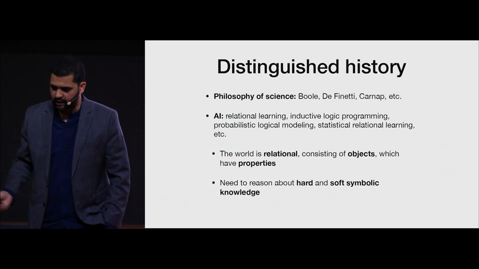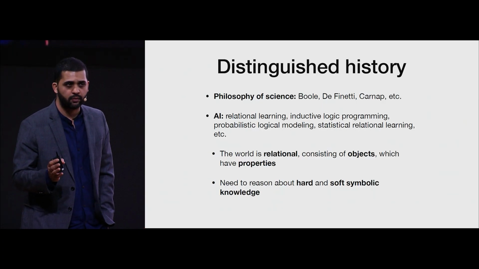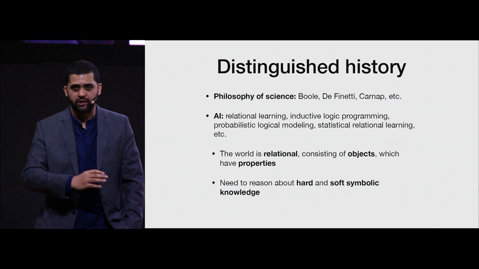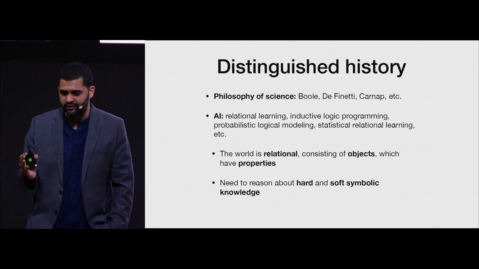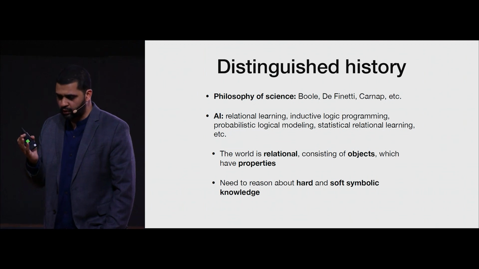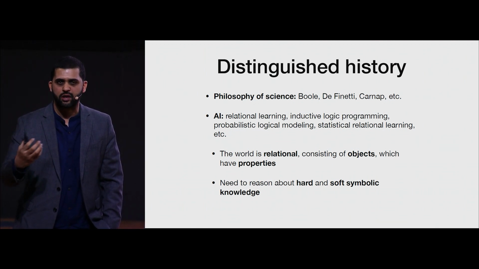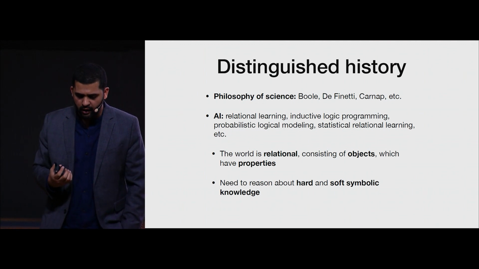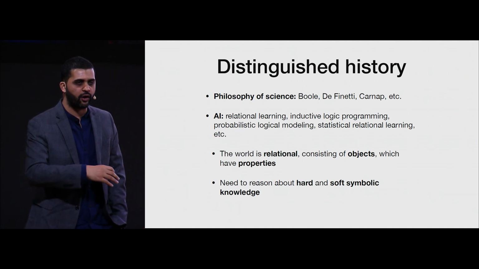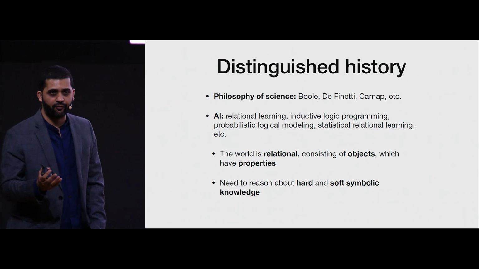Just to say that this is not a new area. In fact, this goes back to the very early days of the philosophy of science, where people like Boole, de Finetti, and Carnap have been thinking about what exactly it means to combine deduction and induction. In AI, there have been a whole bunch of different areas that have fallen into this camp, like relational learning, statistical relational learning, and so on and so forth.